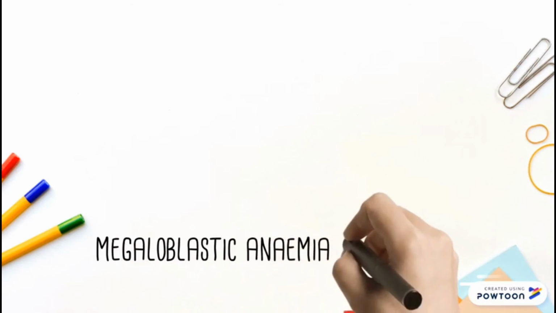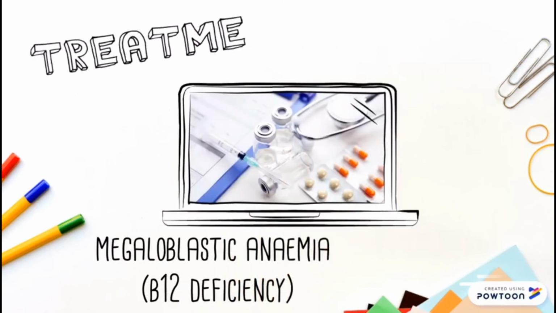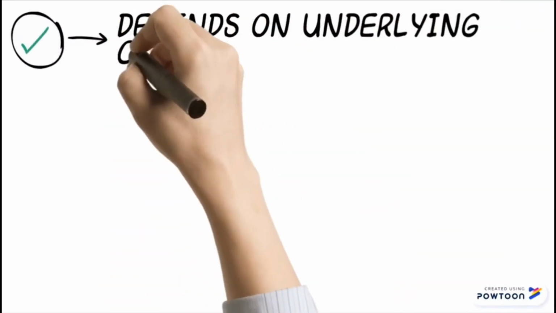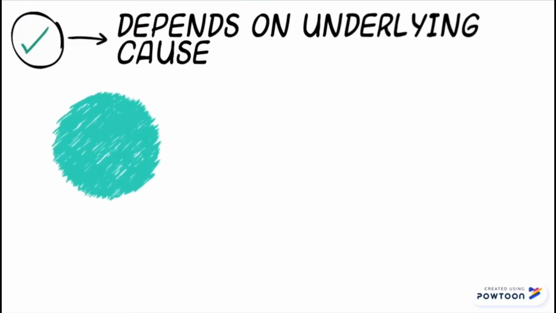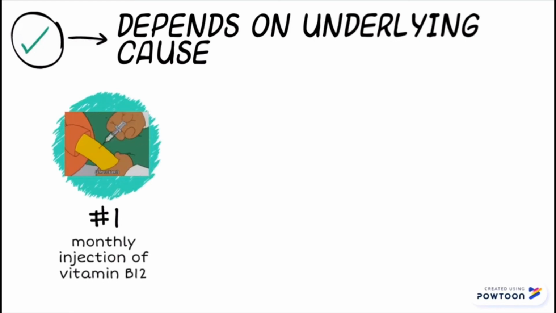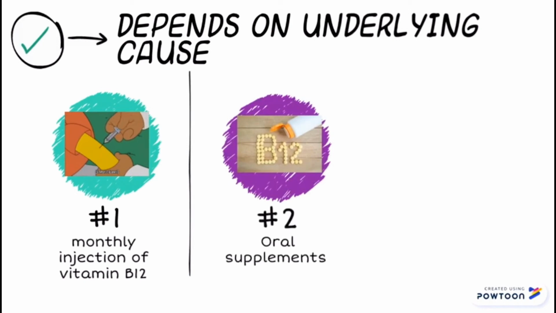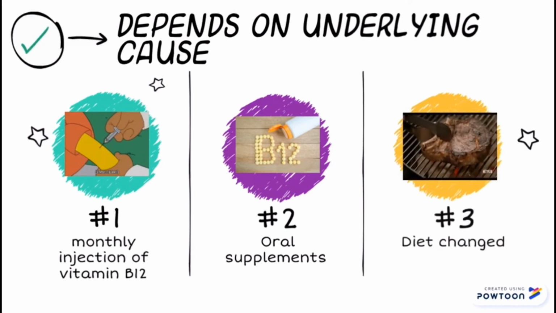Okay, so next we are going to move on to the treatment for megaloblastic anemia, which is B12 deficiency. Treatment to manage anemia often depends on its underlying causes. So firstly, you may need monthly injections of vitamin B12. Secondly, oral supplements may also be given. Lifelong supplemental administration of these vitamins may be necessary. And last but not least, adding more foods with vitamin B12 to your diet can also help to manage anemia.